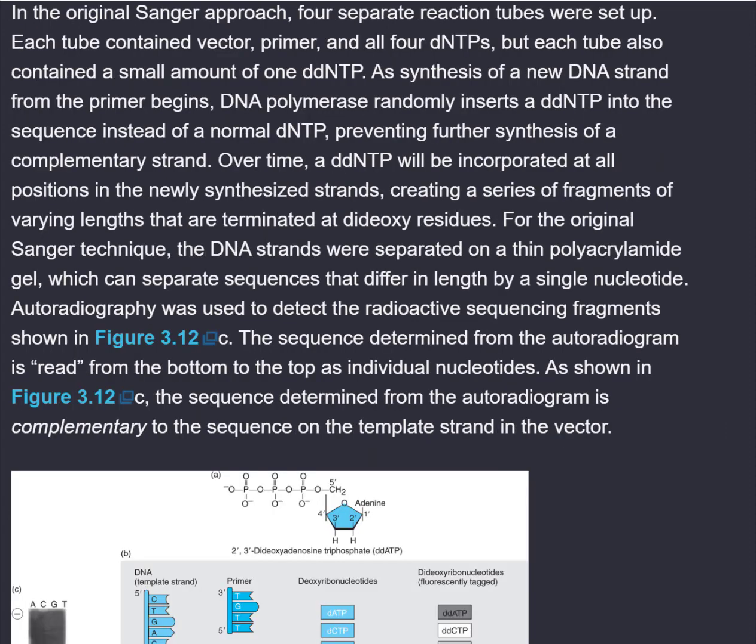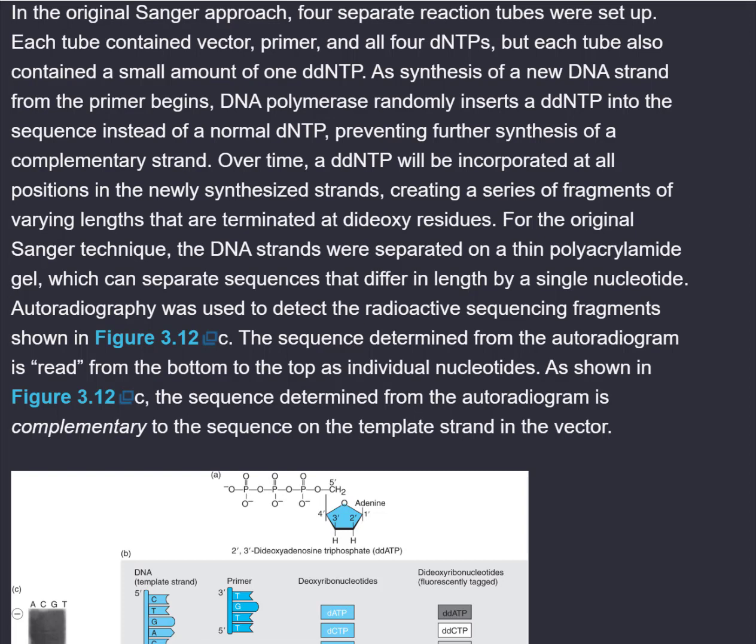In the original Sanger approach, 4 separate reaction tubes were set up. Each tube contained vector, primer, and all 4 dNTPs, but each tube also contained a small amount of 1 ddNTP. As synthesis of a new DNA strand from the primer begins, DNA polymerase randomly inserts a ddNTP into the sequence instead of a normal dNTP, preventing further synthesis of a complementary strand. Over time, a ddNTP will be incorporated at all positions in the newly synthesized strands, creating a series of fragments of varying lengths that are terminated at dideoxy residues.